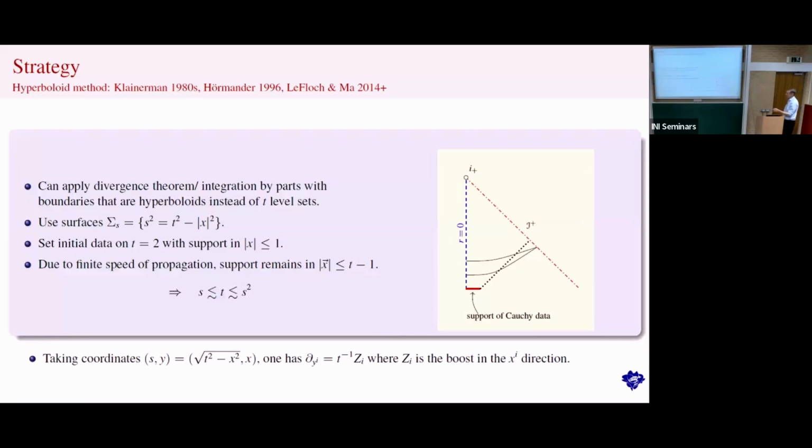And so you end up with estimates like this, just due to the geometry, so to speak. If you have initial data which is compactly supported, due to finite speed of propagation, you're staying in a region like in this picture, and there you can prove this relation between the Minkowski time and the hyperboloidal time. This is what we end up using in our estimates.